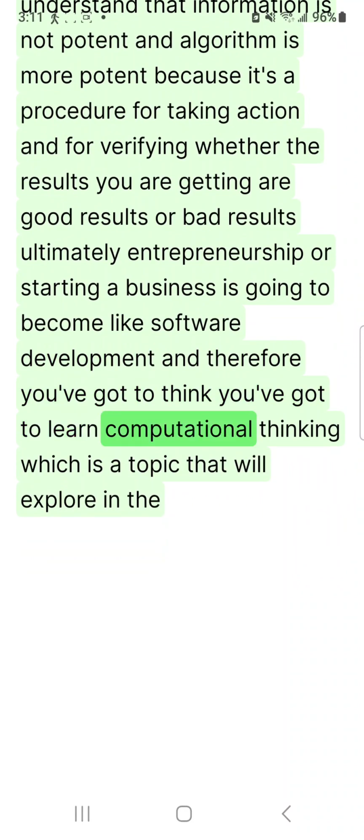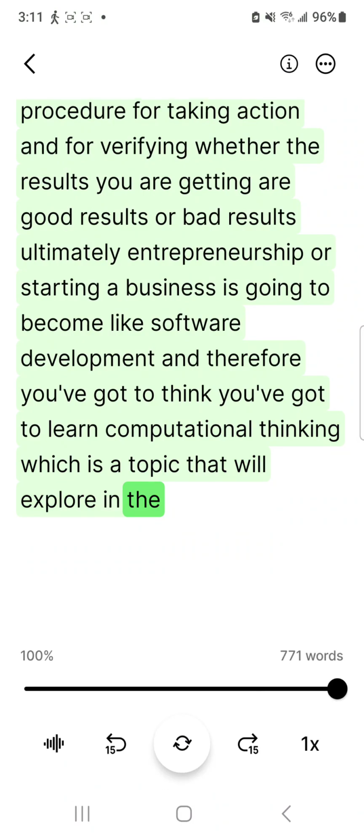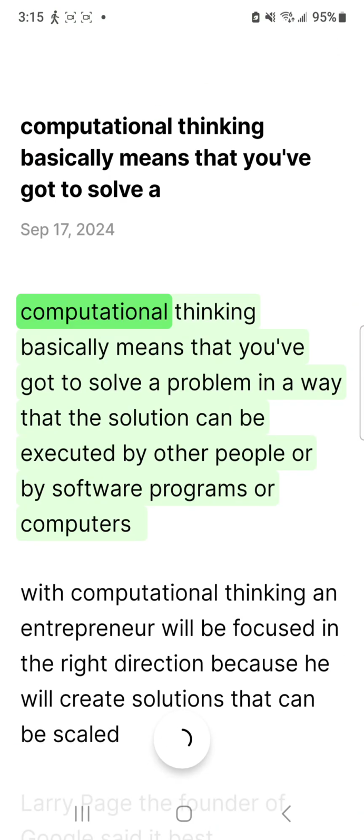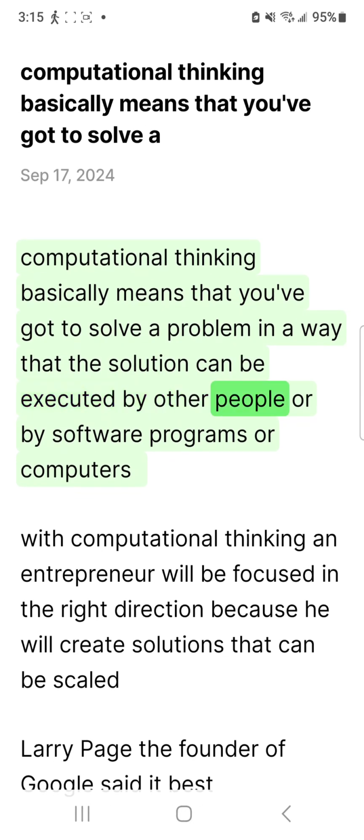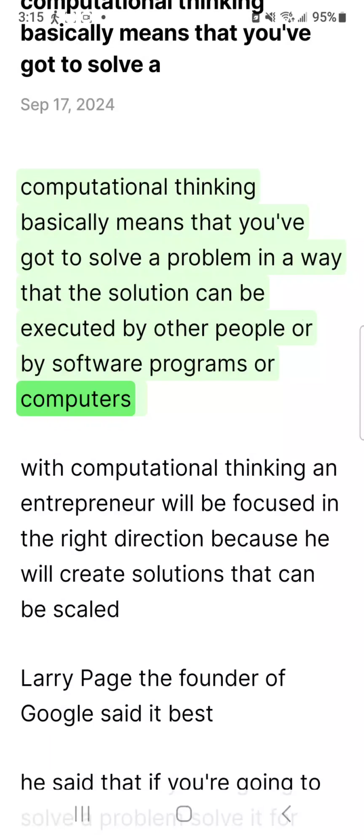You've got to learn computational thinking, which is a topic that we'll explore in the computational thinking basically means that you've got to solve a problem in a way that the solution can be executed by other people or by software programs or computers.